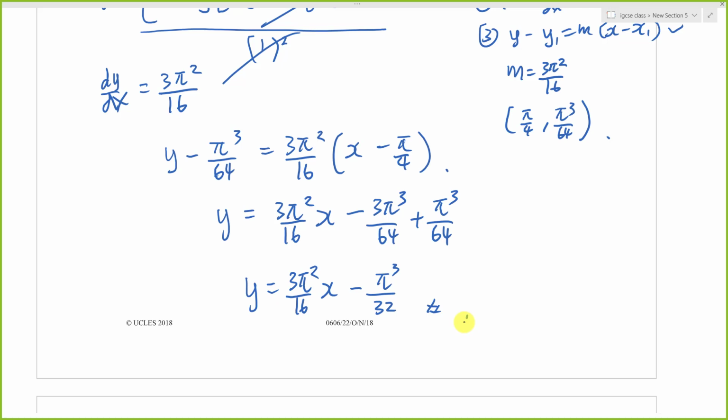But if you prefer decimal, you can do it in decimal. I checked the marking scheme, they can accept the decimal. But for decimal, make sure you leave it in 3 significant figures. Okay?